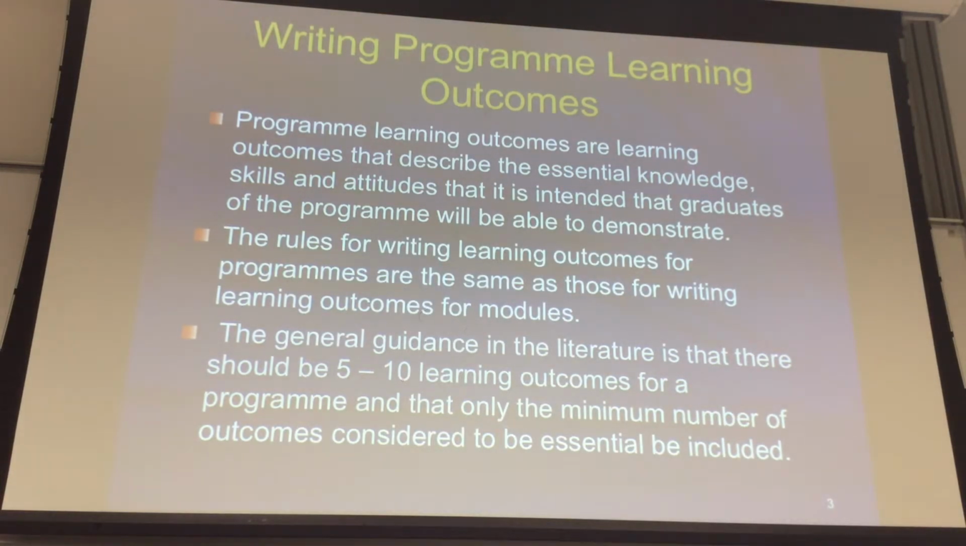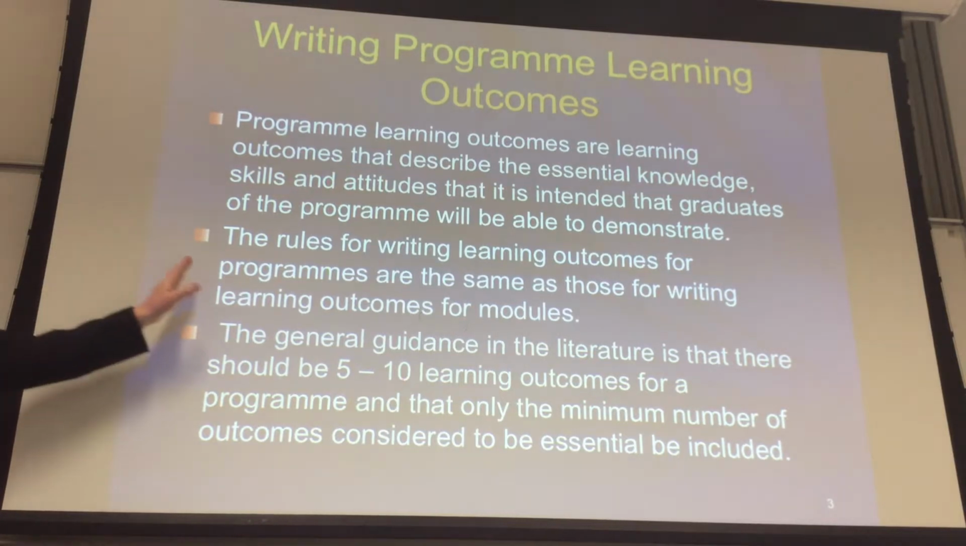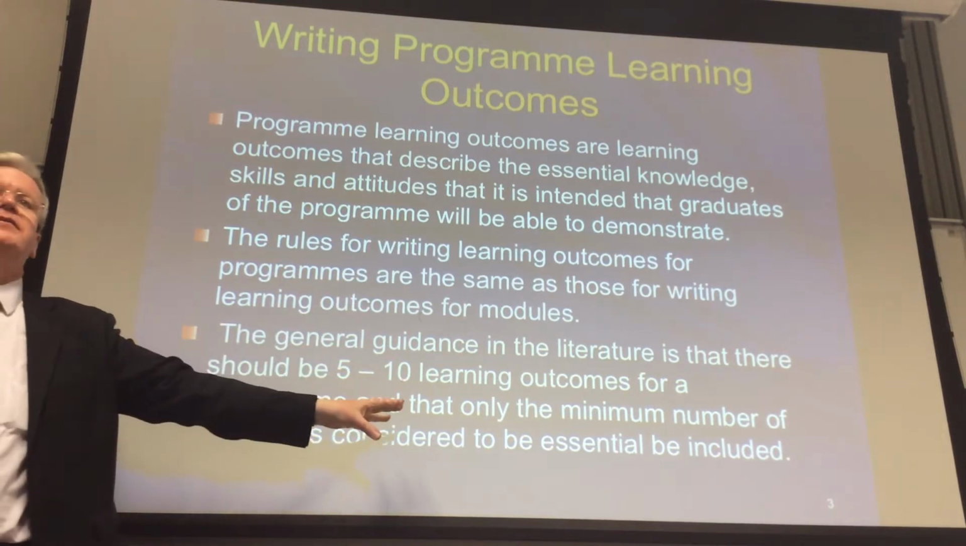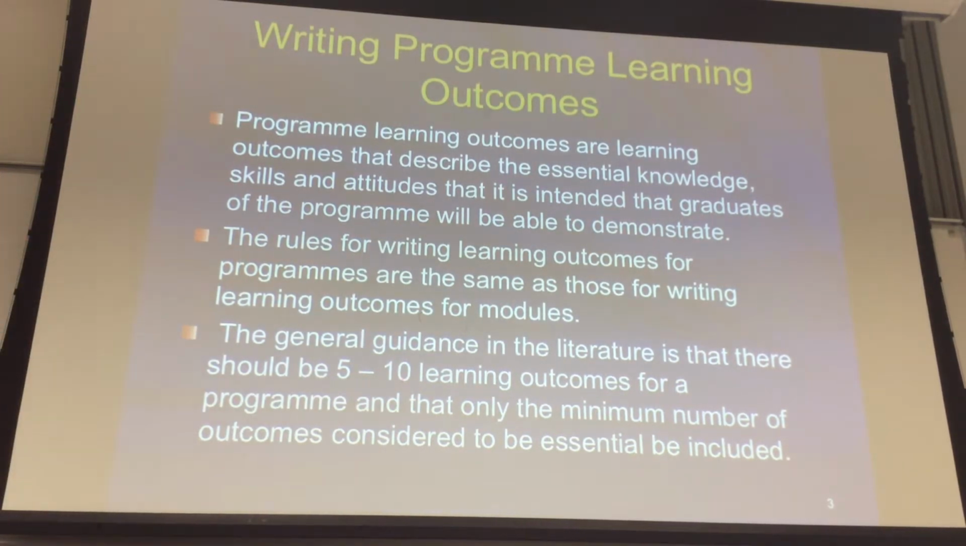Now, what are program learning outcomes? That is the definition. You need to summarize in program learning outcomes the knowledge, skills, and attitudes. Remember those three overlapping circles. Everything comes back to Bloom's taxonomy, because Bloom's taxonomy is the foundation for writing learning outcomes. The rules for writing program learning outcomes and module learning outcomes are exactly the same. Always begin with an active verb, keep the sentences simple and easily understood.